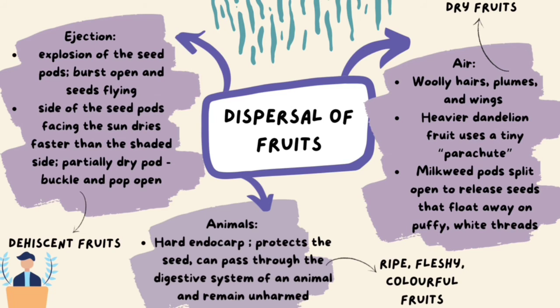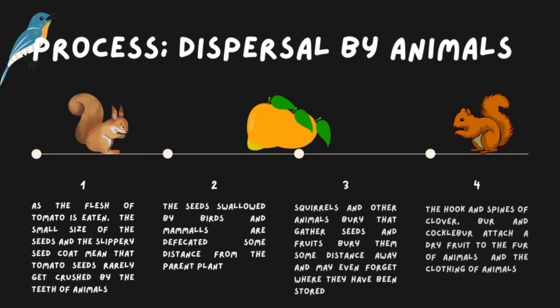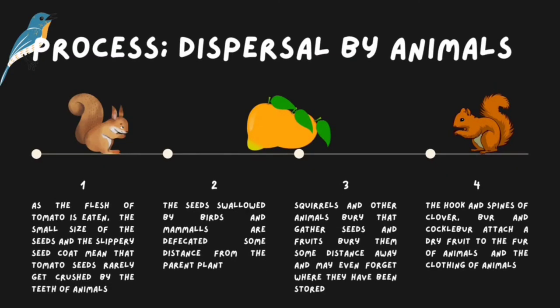The last one is dispersal by animals. The fruits for this kind of dispersal are always ripe, fleshy, and colorful fruits such as peaches and tomatoes. The characteristics of these fruits are a hard cup. This is to protect the seeds, and the seeds can pass through the digestive system of an animal and remain unharmed. For the process of this dispersal by animals, the first one is, as the flesh of the tomato is eaten, the small size of the seeds and the slippery seed coat mean that tomato seeds rarely get crushed by the teeth of animals.